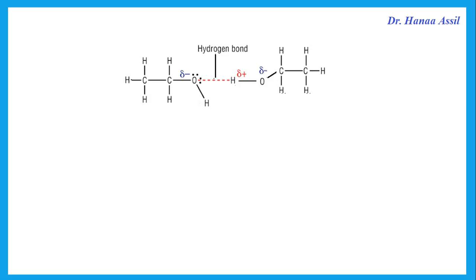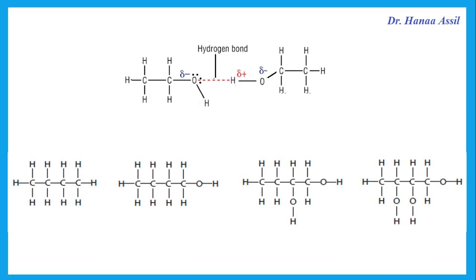The reason that alcohols have higher boiling points than the corresponding alkanes is that, as we know, alcohols can form hydrogen bonding with each other. So when they form hydrogen bonds between their molecules, they need more energy to be separated. So compared to the corresponding alkane, the alcohol has higher boiling point.